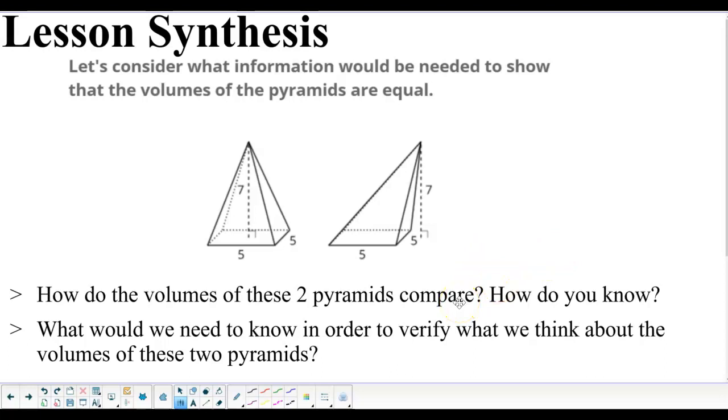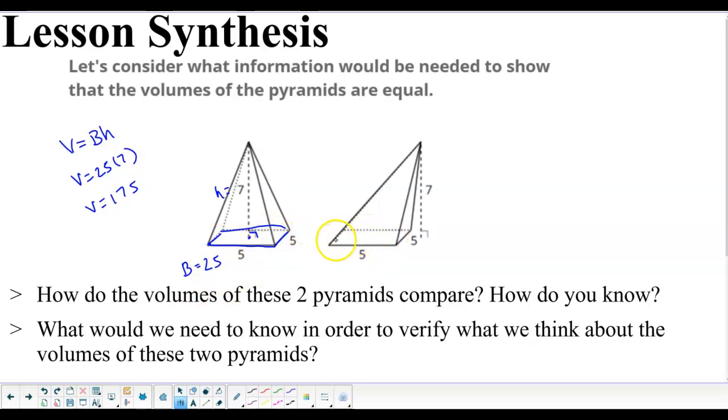Well, let's take a look. Remember when we estimate volume, volume is always the area of the base times the height. And in this case, the area of the base is 5 by 5, or 25 units squared. And then the height is indicated by the perpendicular distance. In this case, it's from the center of the base up to the apex. And that has a height of 7, so 25 times 7. I believe that's 175.